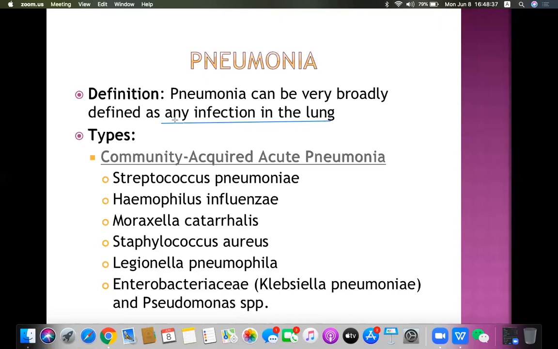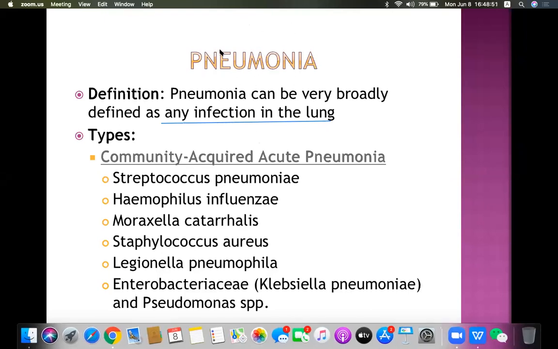So let me repeat again. Any infection of the parenchyma of the lung which results in consolidation is called pneumonia. Now, what are the types of pneumonia? So let's classify it first.